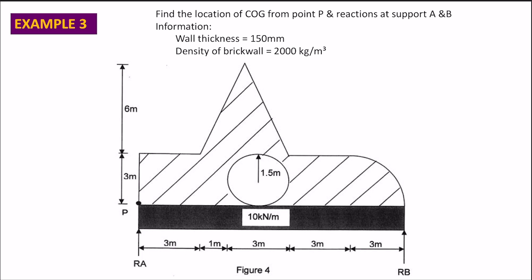Let's do the center of gravity. Example number 3. Find the location of center of gravity from point P here and reaction at support A and B. The information given, the wall thickness is 150 mm and the density of brick wall is equal to 2000 kg per meter cube. These two information is needed for us to calculate the reaction at support A and B later on. Let's do the center of gravity first.